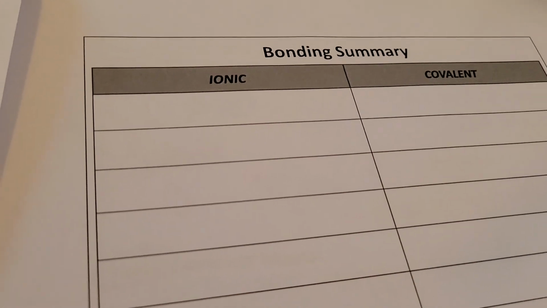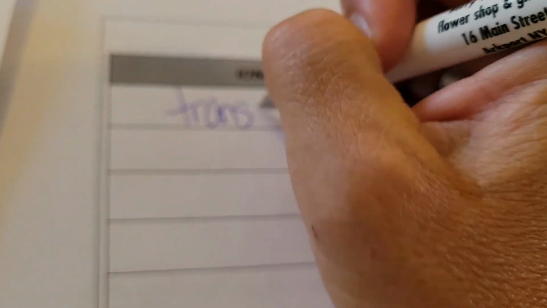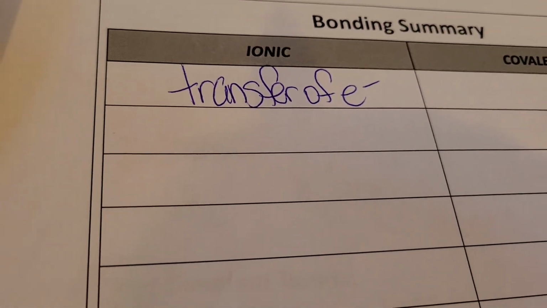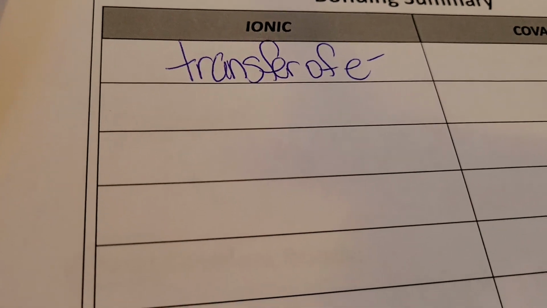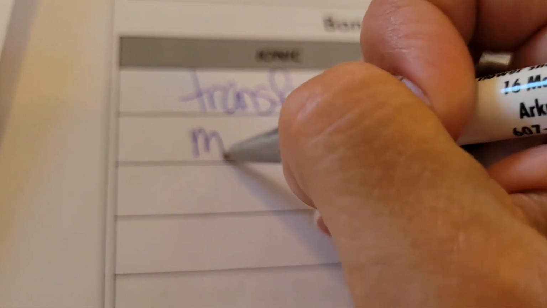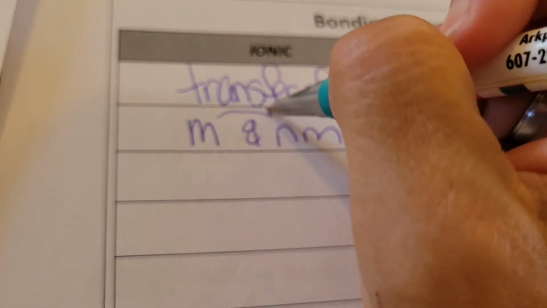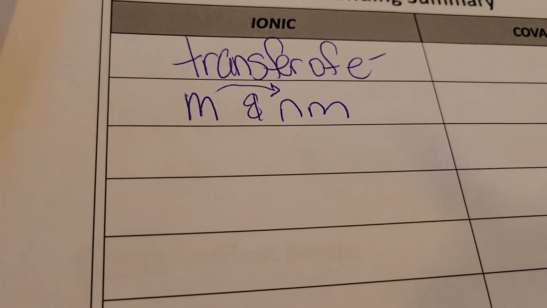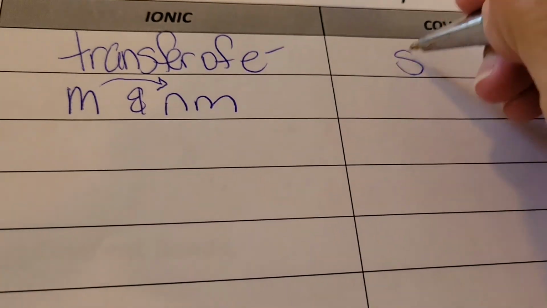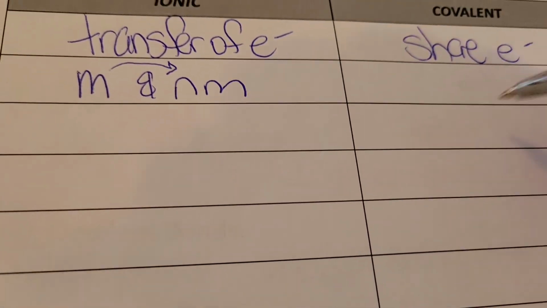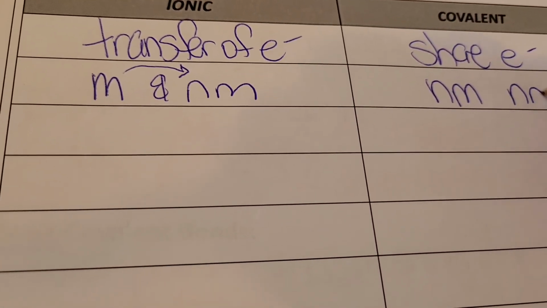All right, so let's compare and contrast. Ionic, first of all, remember, is when we're talking about a transfer of electrons. One is giving the electrons to the other, right? So we have a metal and a nonmetal, and the metal is actually giving its electrons to the nonmetal. Whereas covalent is a sharing of electrons, and it's going to be between two nonmetals.